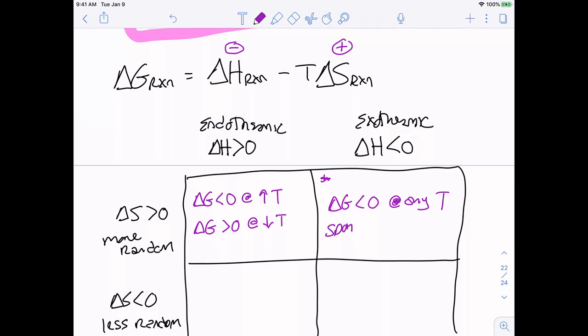So I think we said spontaneous at all temperatures. And then over here, remember spontaneous at high temperatures, but then non-spontaneous at low temperatures. I was going to write all of that in the box, but I just didn't leave myself enough room. I'll write it really tiny, spontaneous at high temp, and then non-spontaneous at low temperatures.